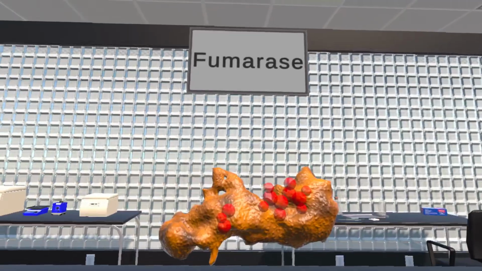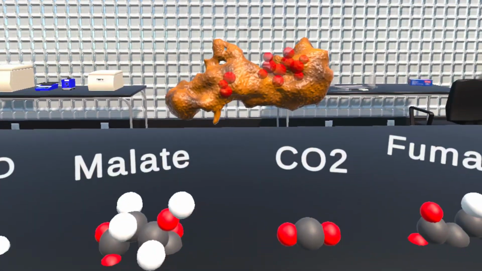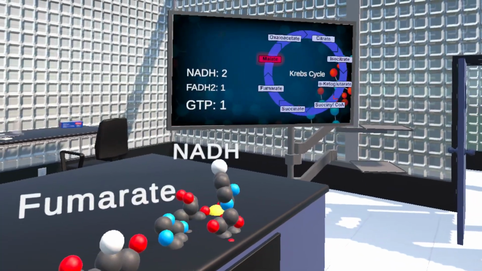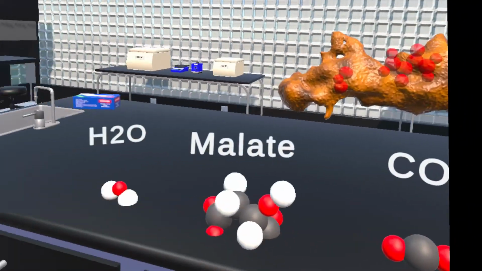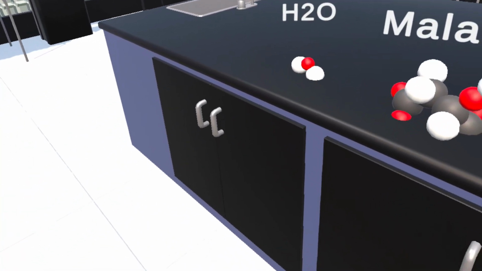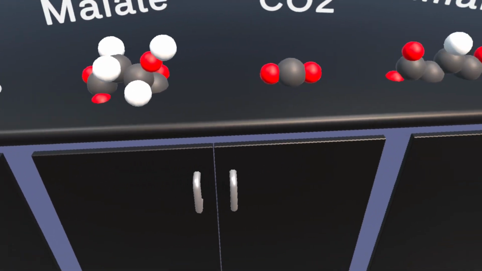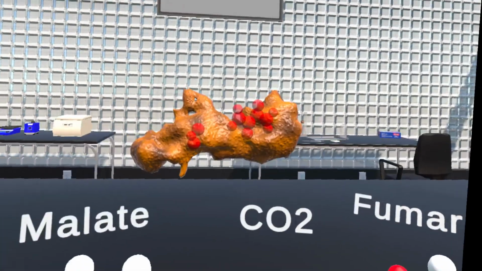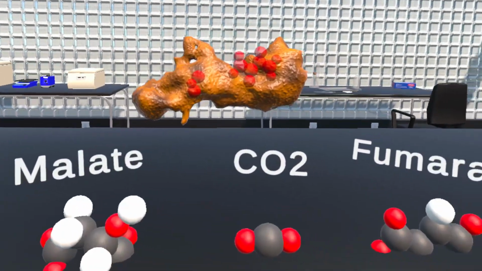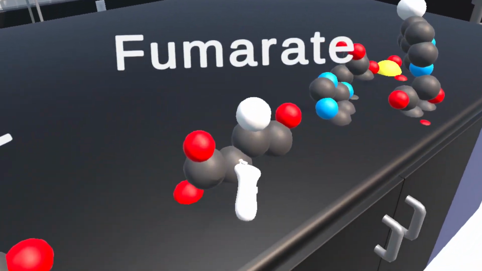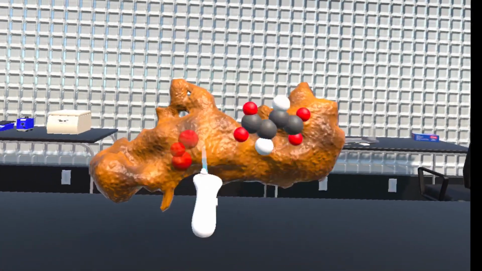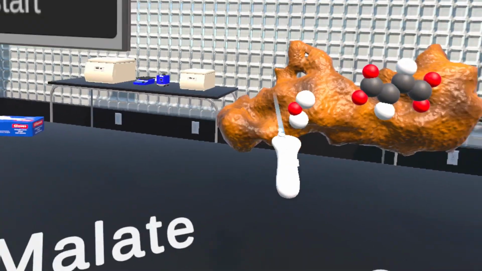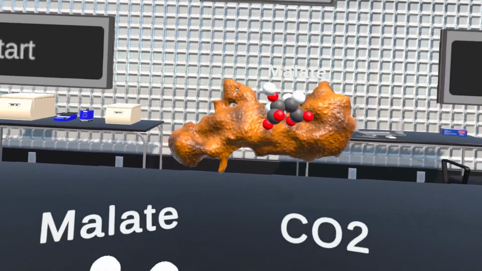To get a bit more energy out of this molecule, we're going to do a cool trick by using water to get 2 more hydrogens back. If we put fumarate and water into our fumarase enzyme, we can combine them together. Add them now. This new molecule is called malate.